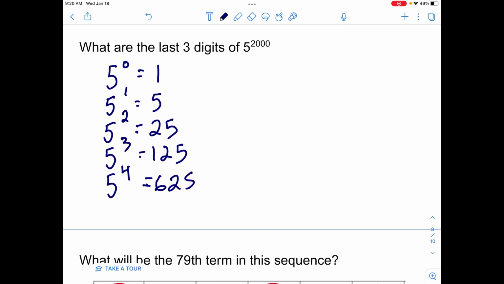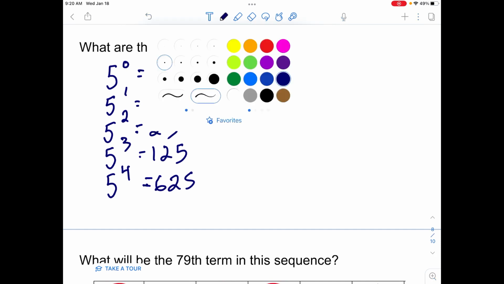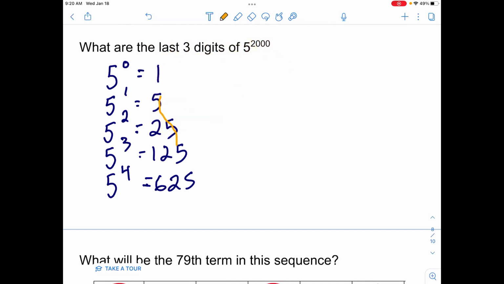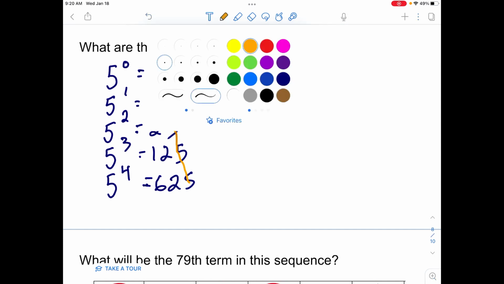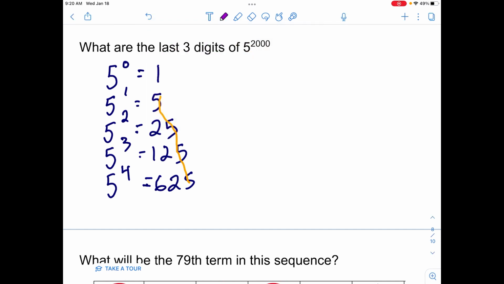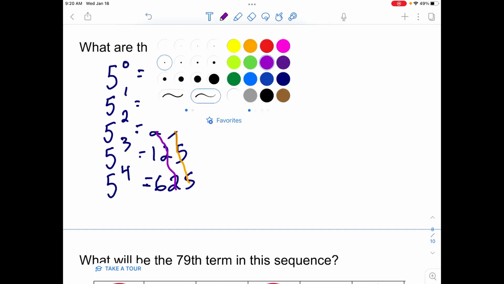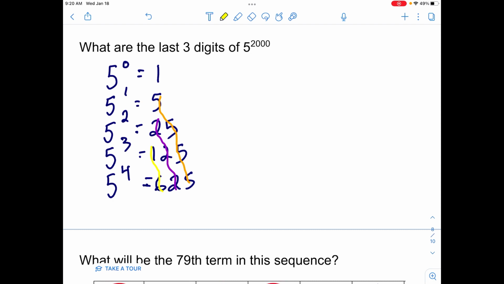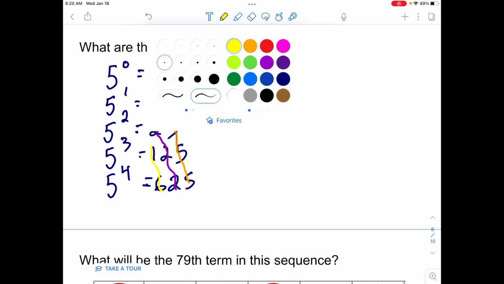The first thing I notice is that they all end in 5. Look at that, they all end in 5. Okay, there's some sort of pattern. And then we notice that the second last digit is always a 2. But the third last digit, well, I have a 1 and a 6, so that's not the same, but let's do another one.